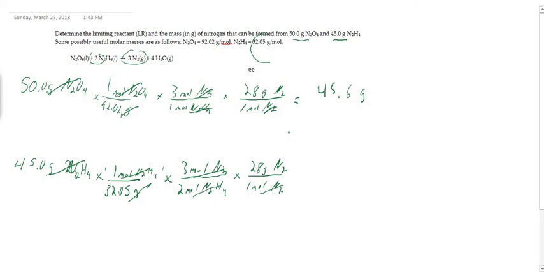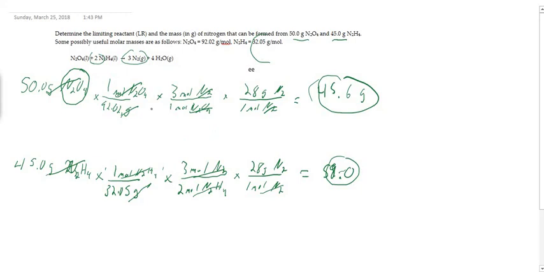Let's do the bottom one. So I have 45 divided by 32.05 times 3 divided by 2 times 28, and that is going to equal 58.9, or actually 59.0. So 59.0, versus 45.6 grams. My limiting reagent is the 50 grams of N2O4. Make sure you know how to do this.